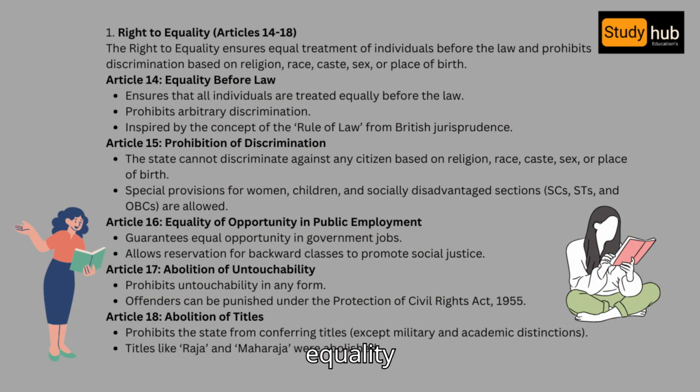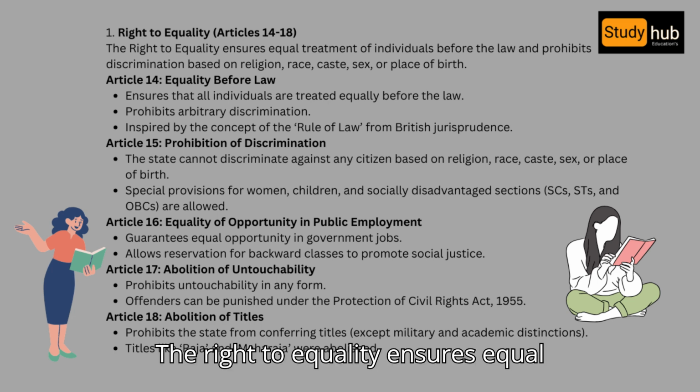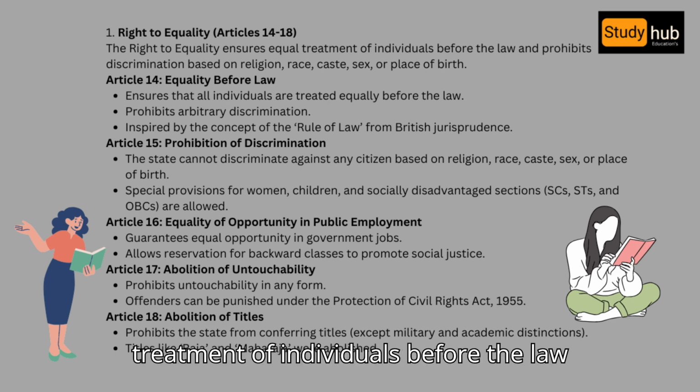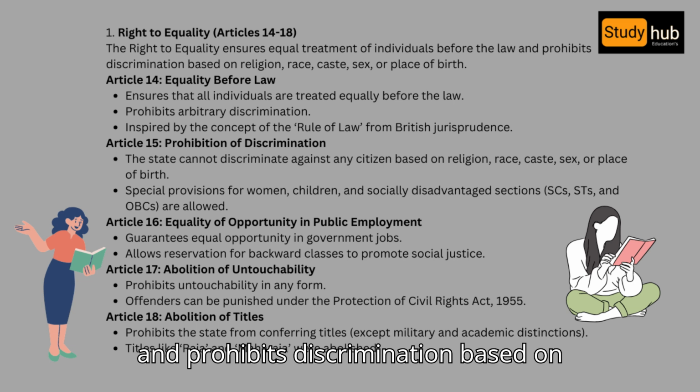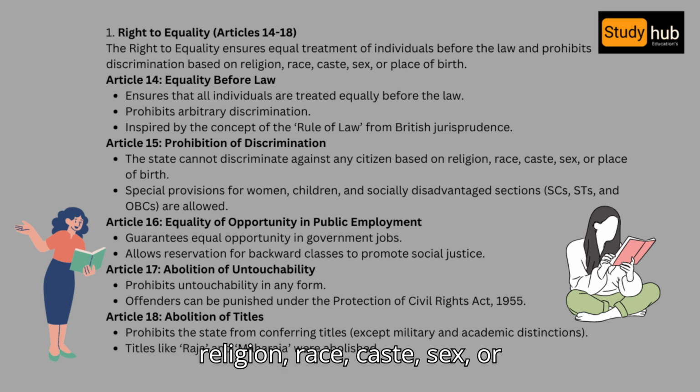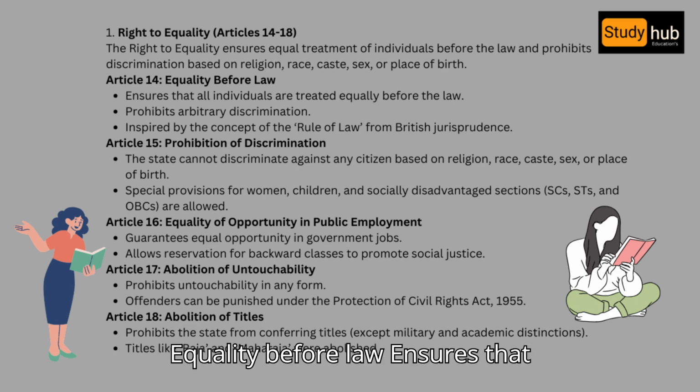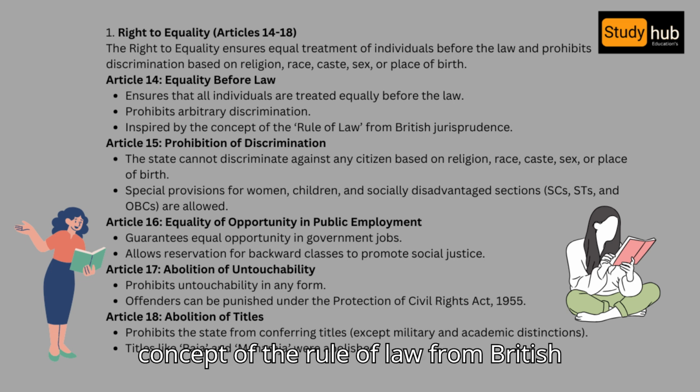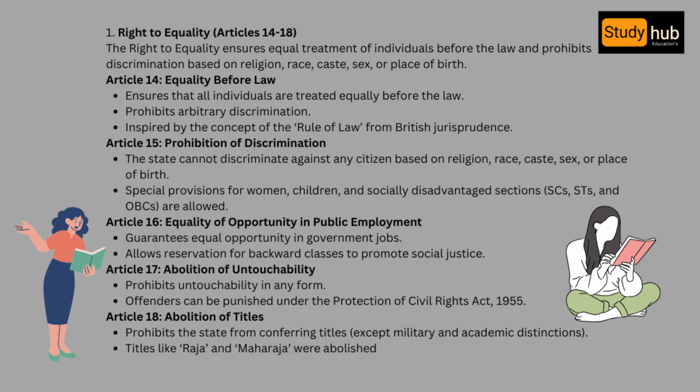1. Right to equality, Articles 14 to 18. The right to equality ensures equal treatment of individuals before the law and prohibits discrimination based on religion, race, caste, sex, or place of birth. Article 14, Equality before law, ensures that all individuals are treated equally before the law. Prohibits arbitrary discrimination. Inspired by the concept of the rule of law from British jurisprudence.